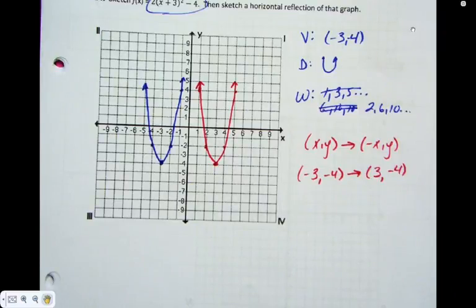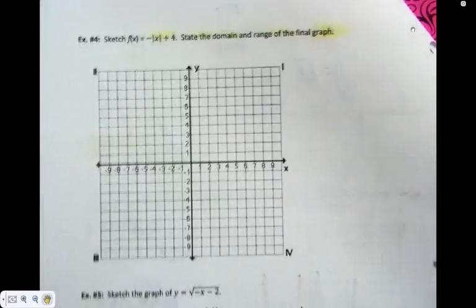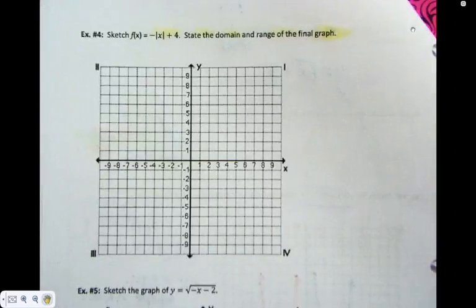Show me your thumb so far. I'm getting this. Reflections are kind of cool. I'm kind of getting this. Reflections suck big time. Good. We're going to do an absolute value, then we'll do a radical, then there's some time to practice.